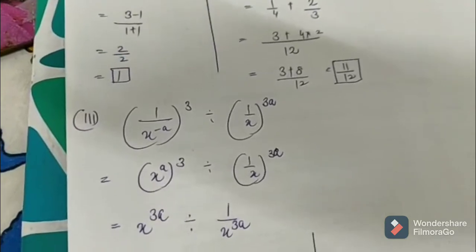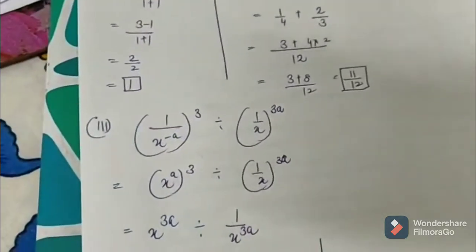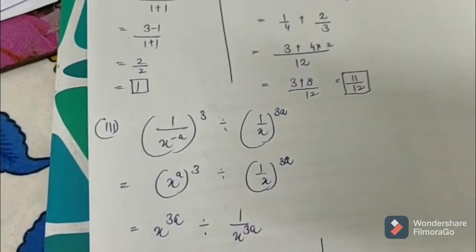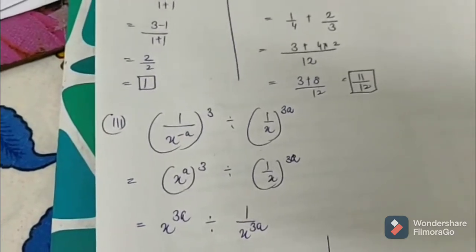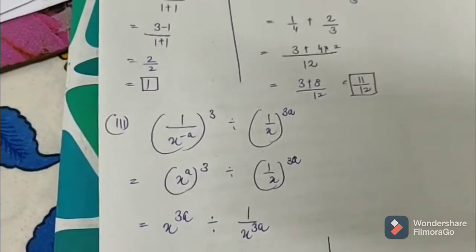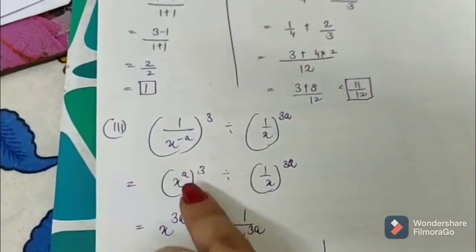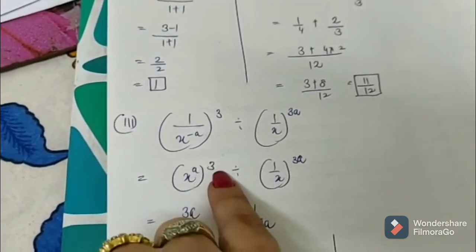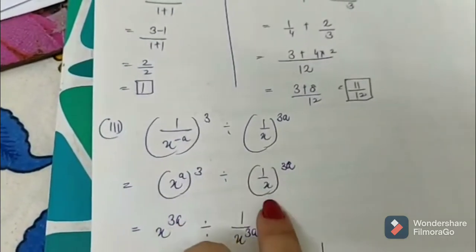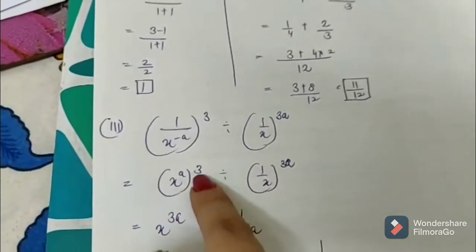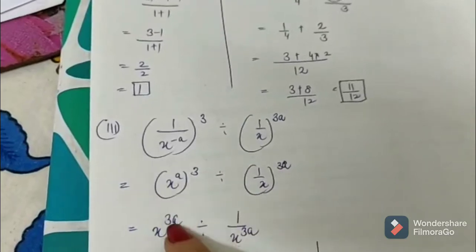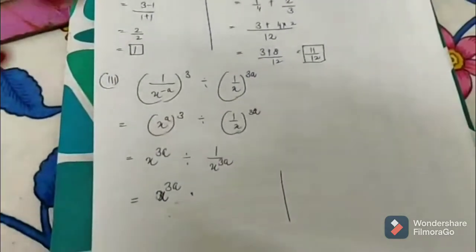One more example we are going to do is 1 upon x to the power minus a, whole power 3, divided by 1 upon x whole power 3a. Since it is x raised to power minus a, it will become x raised to power a whole power 3, divided by 1 upon x whole power 3a. We are going to multiply it, x raised to power 3a divided by 1 upon x raised to power 3a.